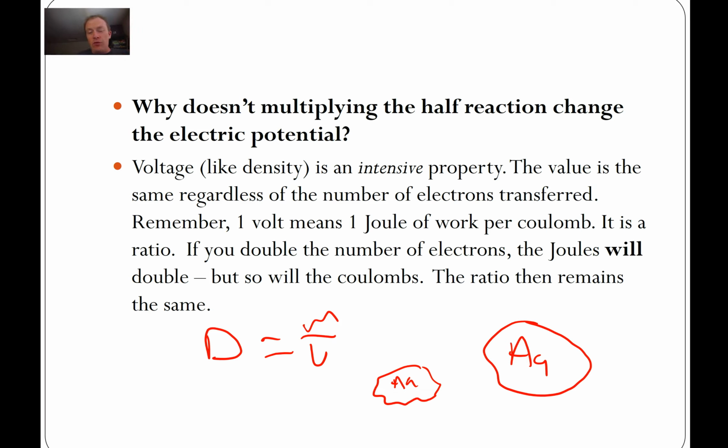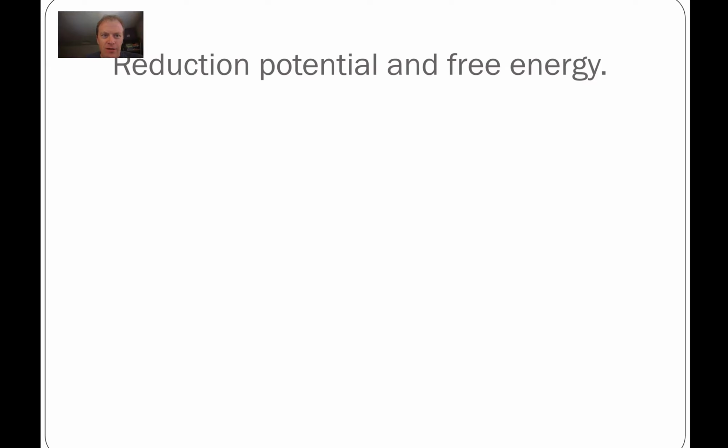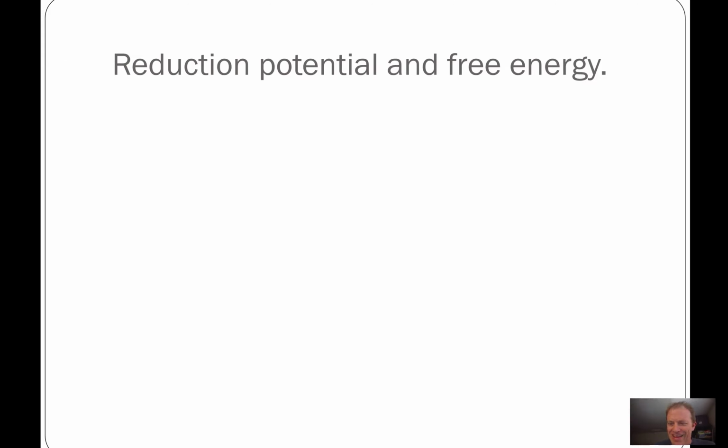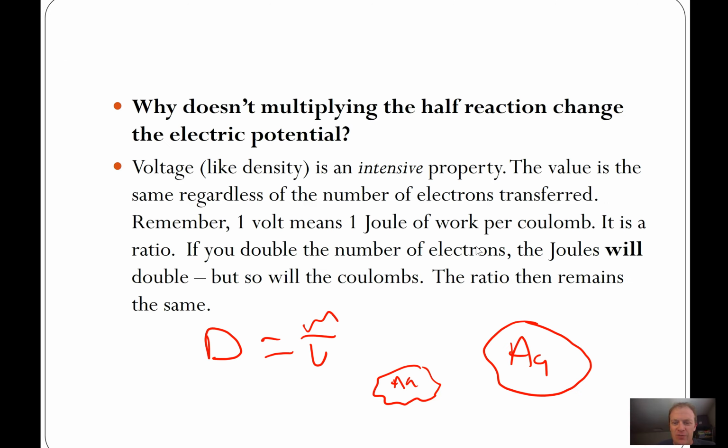So if you double the number of electrons, or triple them, or whatever, if you're multiplying by some coefficient, that does change the joules, but it changes the coulombs at the same time. So if it triples the joules, it also triples the coulombs. The ratio remains the same. So that's why when we're looking at electric potentials, we don't multiply. In that case, we just use the electric potential as it says in the sheet.